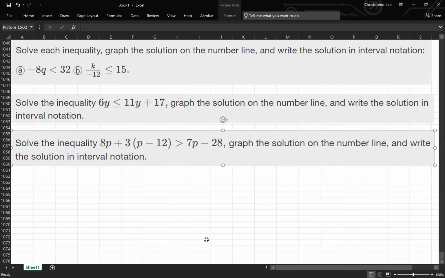The difference between these is that when you multiply or divide both sides by a negative, we change the direction.